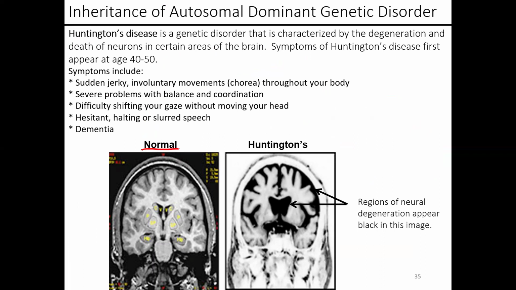You can see that this is a normal person right here, and this is somebody with Huntington's over here. You can notice that the regions of neural degradation appear black in the image, and you can see all of these spots right here. Again, those are all death of neurons, and this is causing all of these problems because now we have difficulty sending those signals.